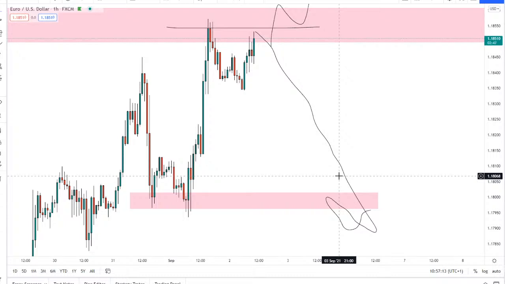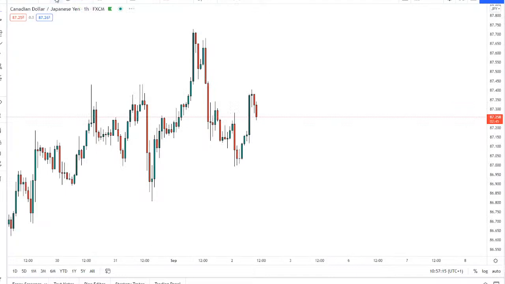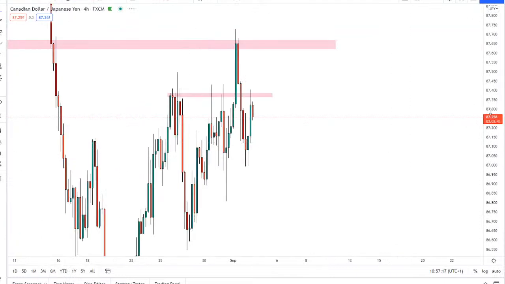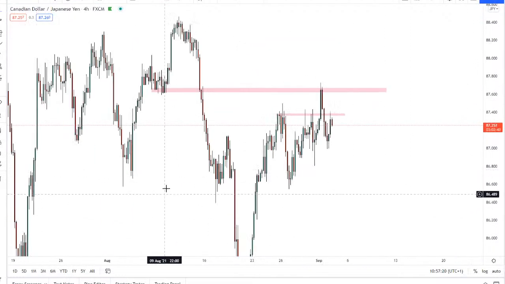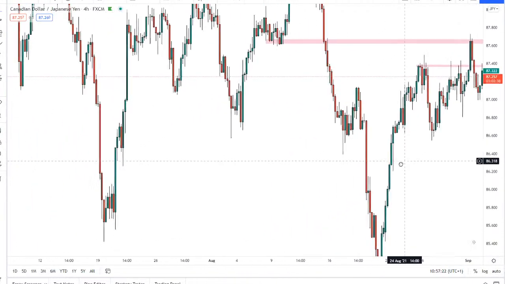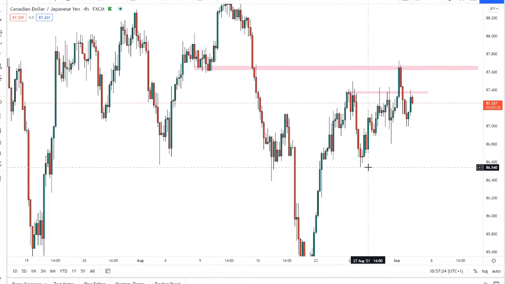Yeah, CAD JPY just flew to the upside. It's a little bit choppy now, CAD JPY as well. So it's probably best just to leave that alone, wait for some clarity to form again, and then we can look to get involved. But I do agree, it's a bit choppy down there for CAD JPY.